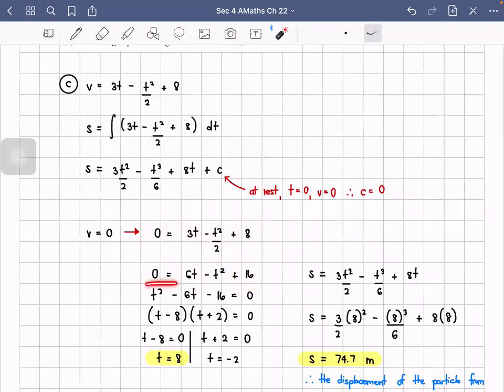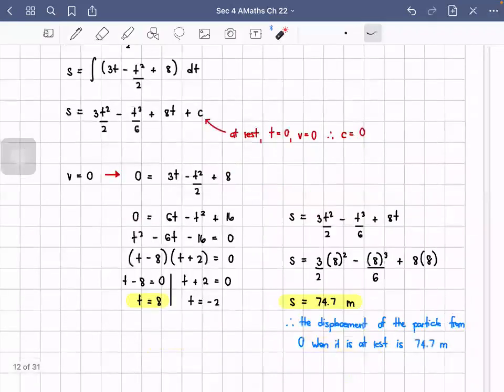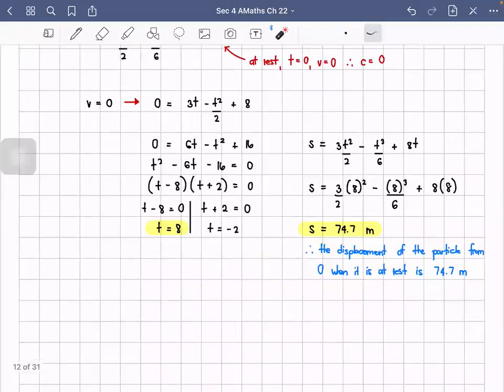So this one, factorize this. Your answer is (t minus 8)(t plus 2) equals 0. So solving for t, you get 8 and negative 2. But of course, time is always equal to or greater than 0, only positive, not negative. So we reject this and we accept t equals 8 seconds.